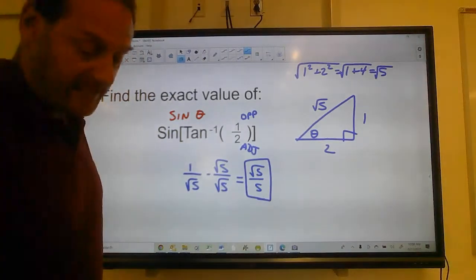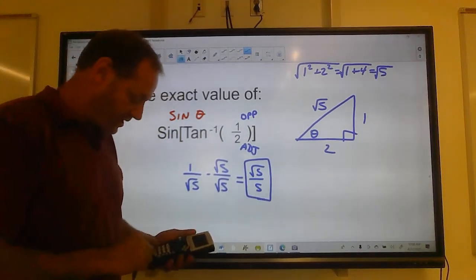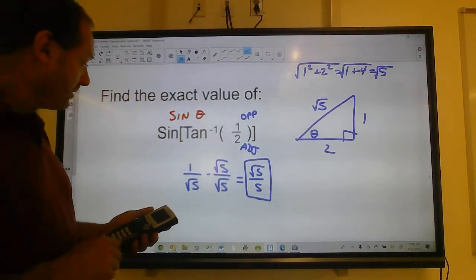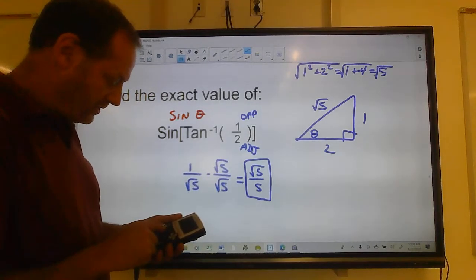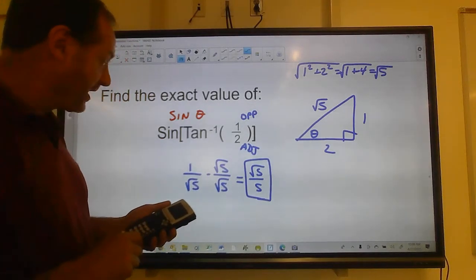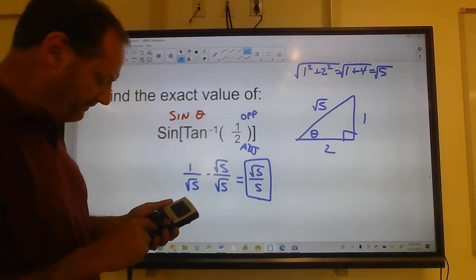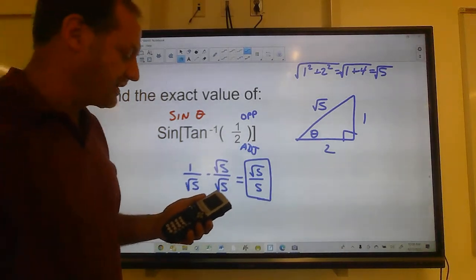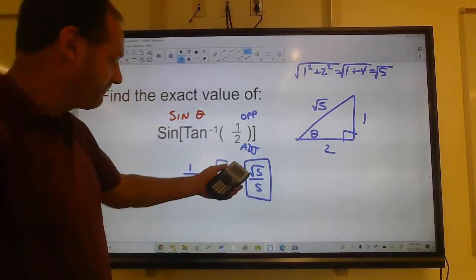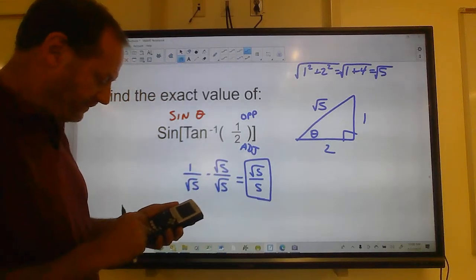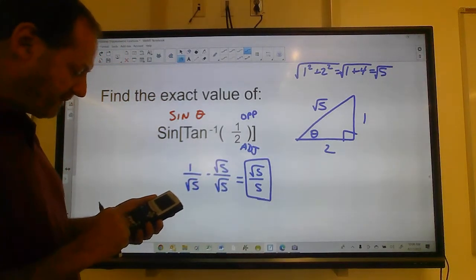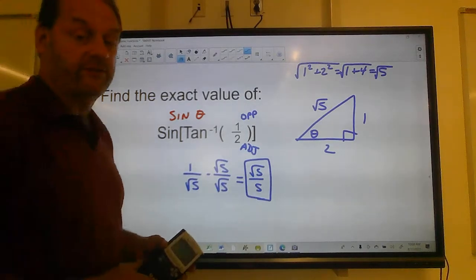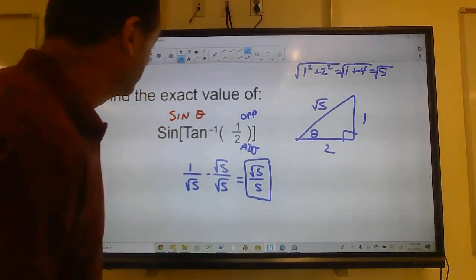You can actually check that on your graphing calculator. If you want to check that, we're going to go sine of the arc sine of 1/2, close both sets of parentheses, and it comes out to be 0.44721. If we take the square root of 5 and divide that by 5, we get exactly the same answer. So that worked out for us.